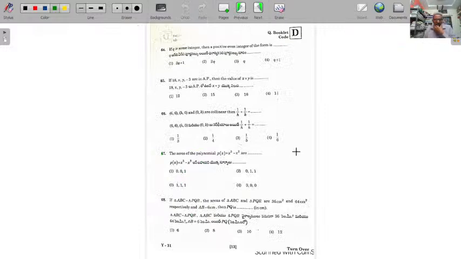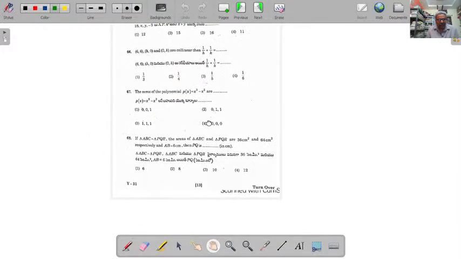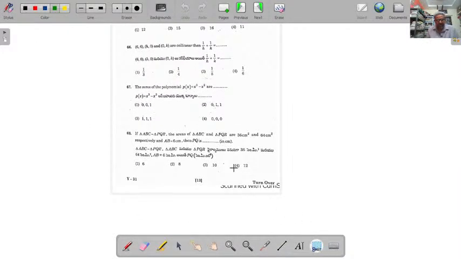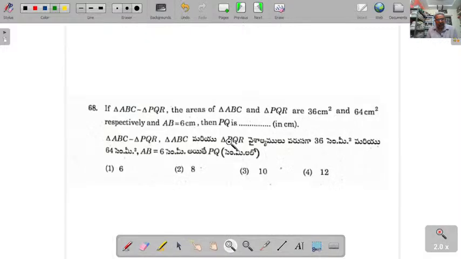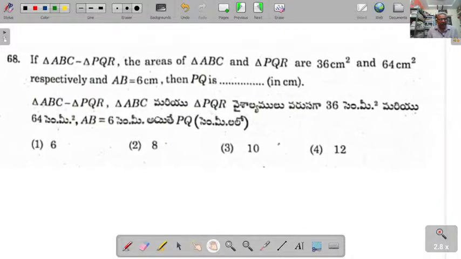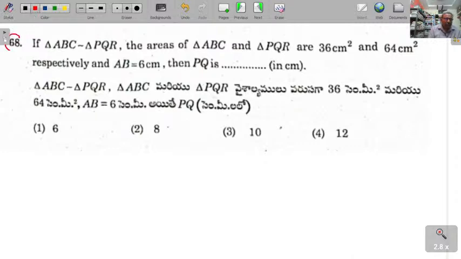Right. Let us move to the 68th question. Now let us move to the 68th question. First, all of you look at the screen, read the question carefully and try to answer yourself. Try to put it on paper.